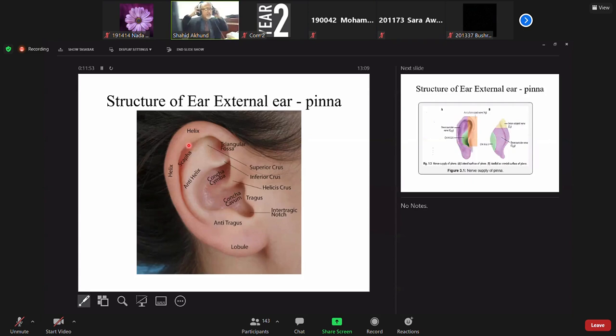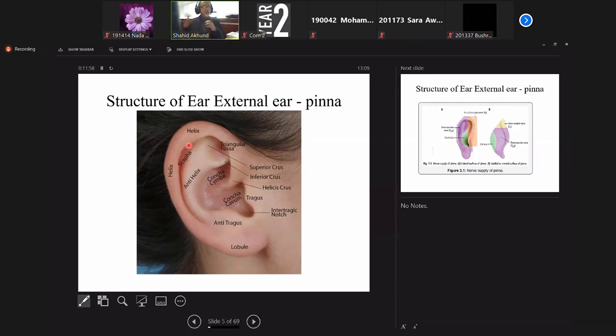Now these features are not necessarily prominent and the same in all. So if you compare your ears with your brother and sister and mom and dad, there will always be slight differences. Now look at this part, which is the tragus. Sitting opposite to this is the anti-tragus. So these are the projections, and in between these two we have the intertragic notch. Now this is the point which is taking us to the external auditory meatus.